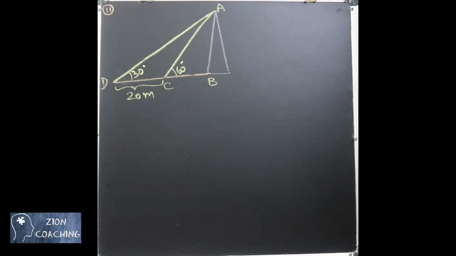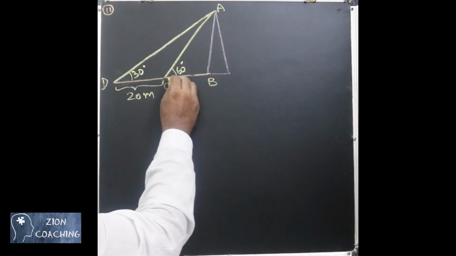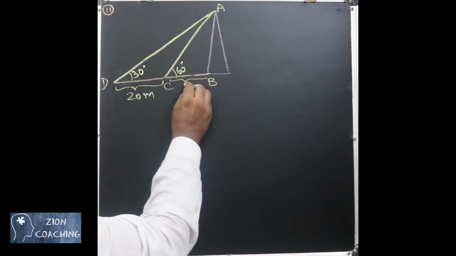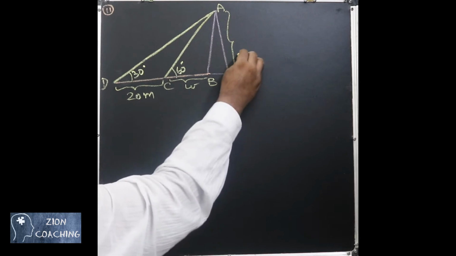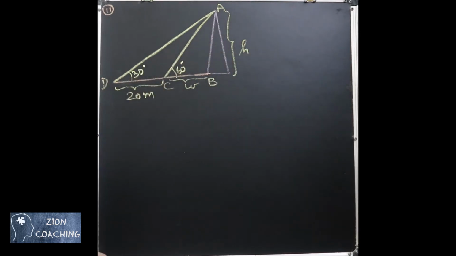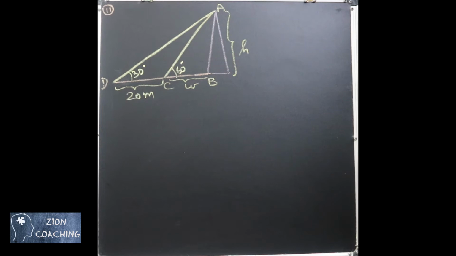We have to find two things. We have to find the width of this canal and we have to find the height of this TV tower. First, we will take the smaller triangle there, that is ABC.